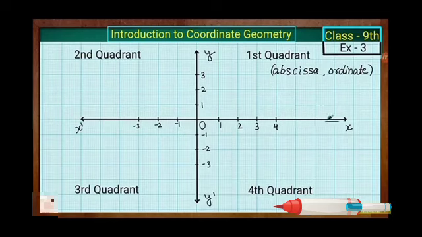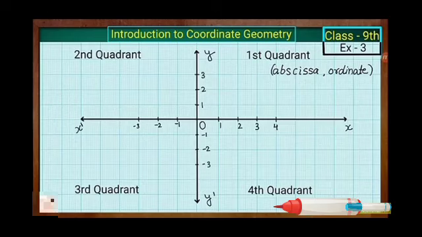On the x-axis, on the right side, there are positive points, you can see here, and on the left side negative values, -1, -2, -3, and so on. And on the y-axis these are the positive values 1, 2, 3, and on the y dash we will locate negative values -1, -2, -3. This is called the Cartesian plane.